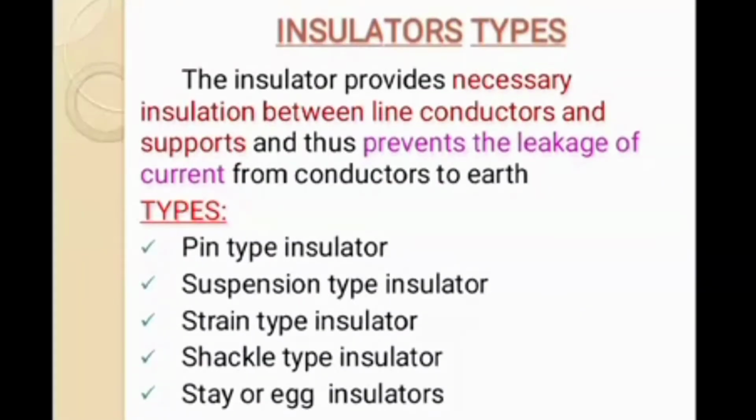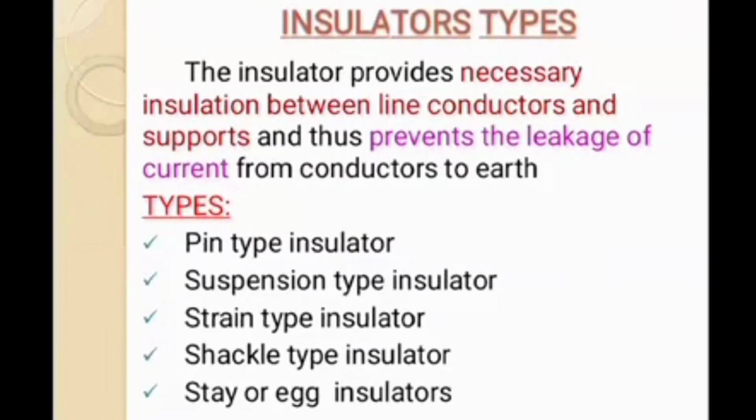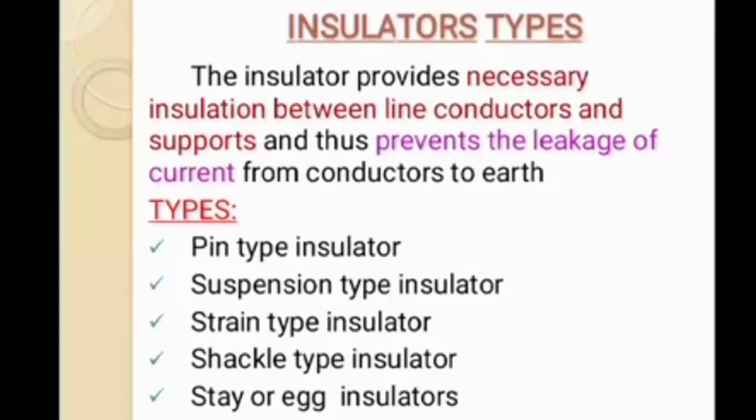Insulator types. As I said earlier, the insulators provide necessary insulation between line conductors and support. Support is nothing but transmission towers. And also it is used to prevent the leakage current from the conductor to earth. There are 5 types of insulators used. First one, pin type insulator. Second one, suspension type insulator. Third one, strain type insulator. Fourth one, shackle type insulator. And fifth one, stay or egg type insulator.